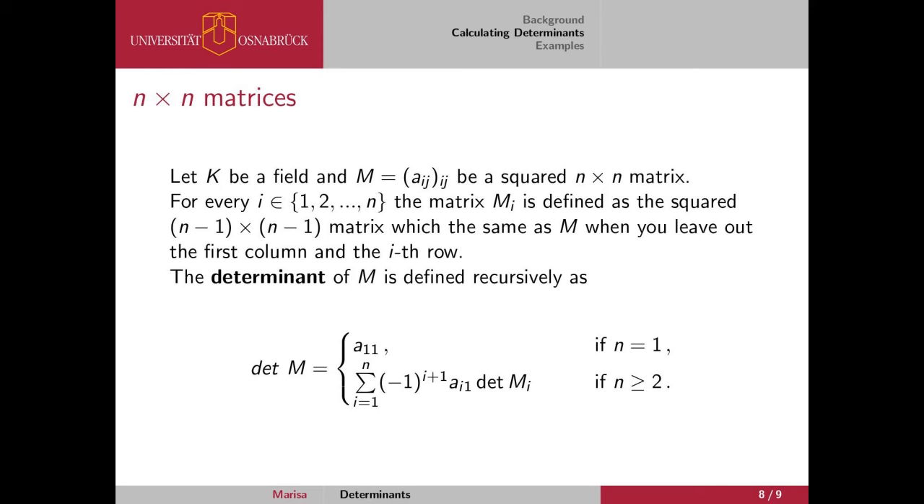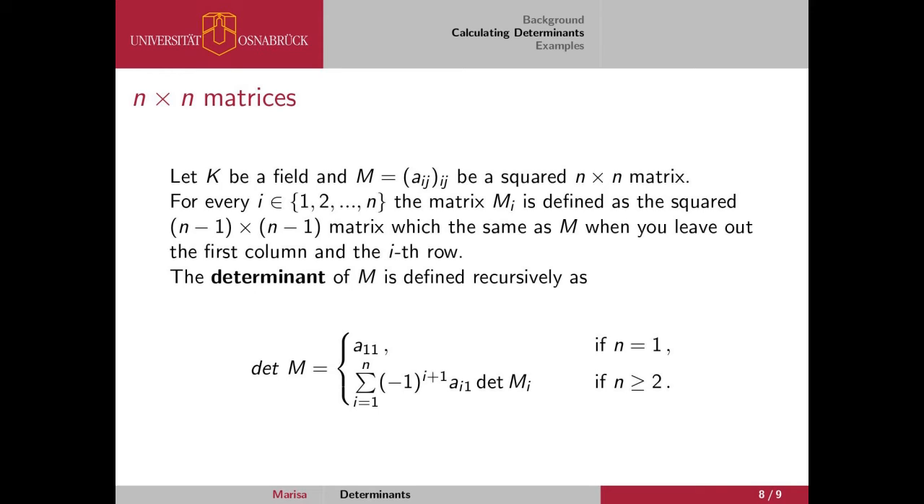And for every i that is between 1 and n, the matrix M_i is defined as an n minus 1 times n minus 1 matrix. So it has one dimension smaller and is still square. And it's the same as the original matrix M, but we always leave out the first column and the i-th row. You need this because we will use it in the formula now.